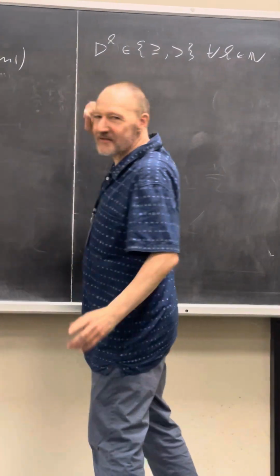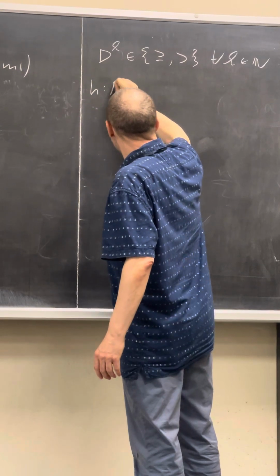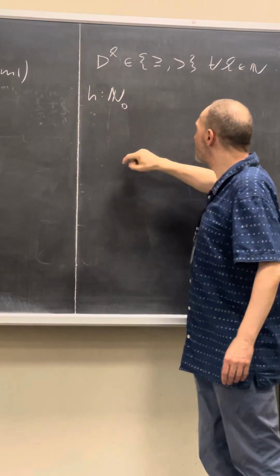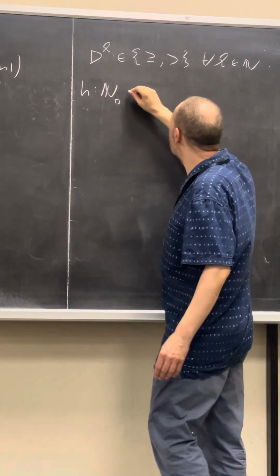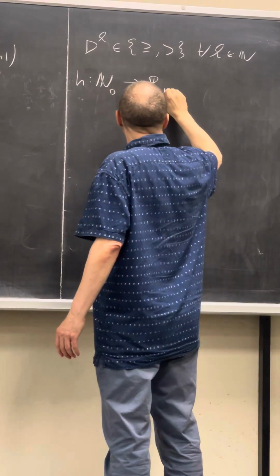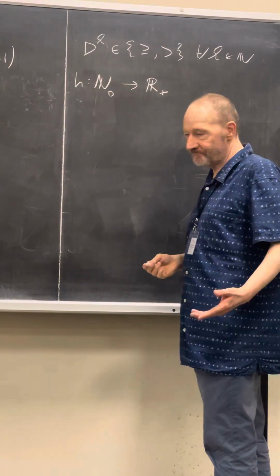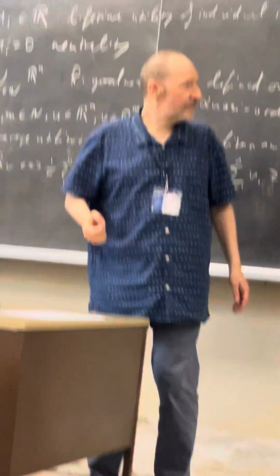And then we have a threshold function h, which assigns to all possible differences in population size, 0 included, because these could be the same, a non-negative number. All right. Now, this is not all. We have to impose a few restrictions on that.